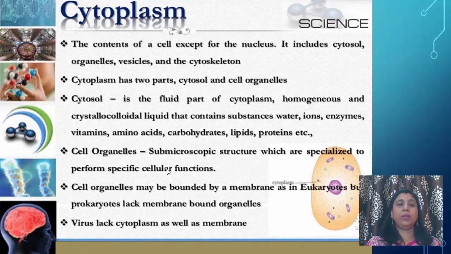Now, cell organelles. They are the submicroscopic structures which are specialized to perform specific cellular functions. These are embedded in the cytoplasm. Cell organelles may be bounded by a membrane as in eukaryotes, but prokaryotes lack membrane-bound organelles. Virus lack cytoplasm as well as membrane.